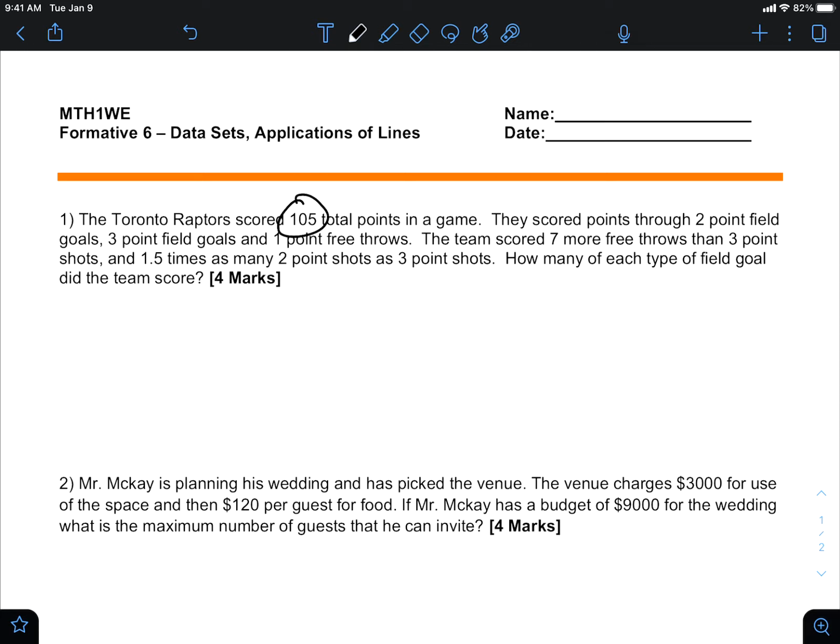Obviously, if you've ever watched basketball, they score points in 3-point, 2-point, or 1-point intervals, right? So nothing else interesting in that first little bit. Okay. The team scored. This is where things start to get interesting.